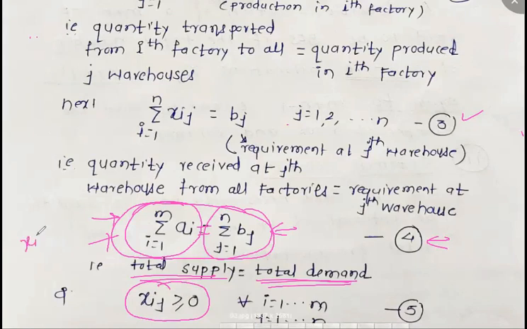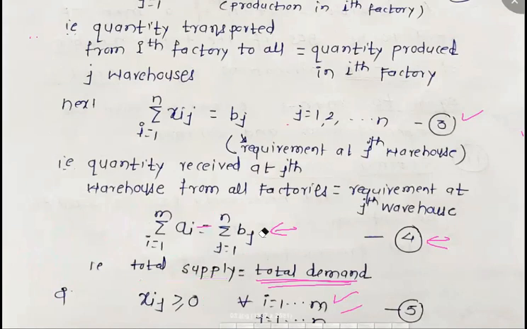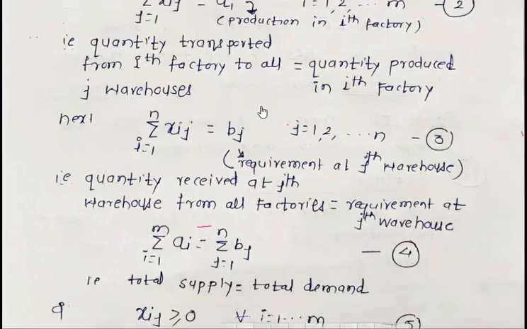When xij is zero, that means the quantity transported from the ith factory to the jth warehouse is zero. That means no product is transported from the ith factory to the jth warehouse. And when it is positive, suppose it is 2, that means two quantities of the product are transported from the ith factory to the jth warehouse. So all xij are non-negative numbers, i equal to 1 to m, j equal to 1 to n. So these are the restrictions in the transportation problem. We have written 5 equations.